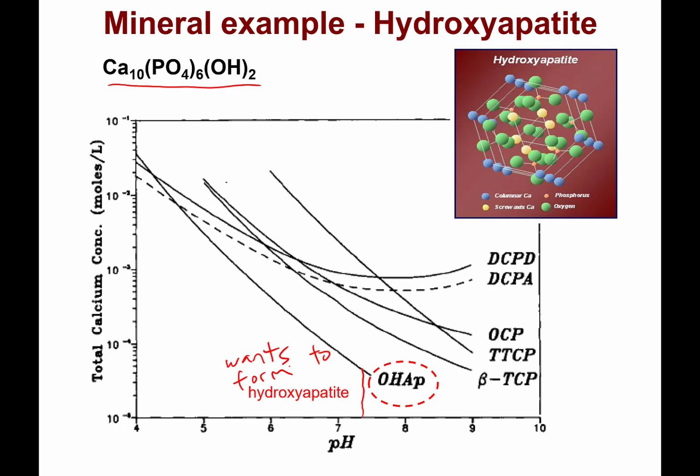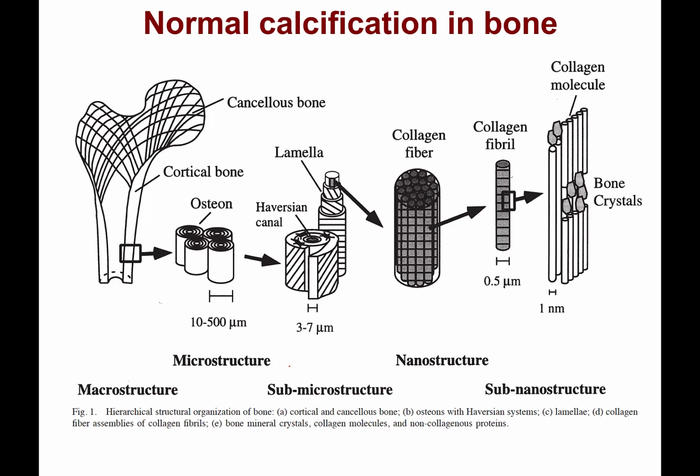But we have to have the necessary building blocks to make the hydroxyapatite. We'll come back to that in a second. But now let's consider some normal scenarios where we have calcification. So of course, bone is an obvious one. So bone has a really beautiful hierarchical structure, and we're going to consider it from the nano to the macro scale. Starting at the macro scale, if we look at our anatomy, we have cortical bone on the outside of our long bones here.